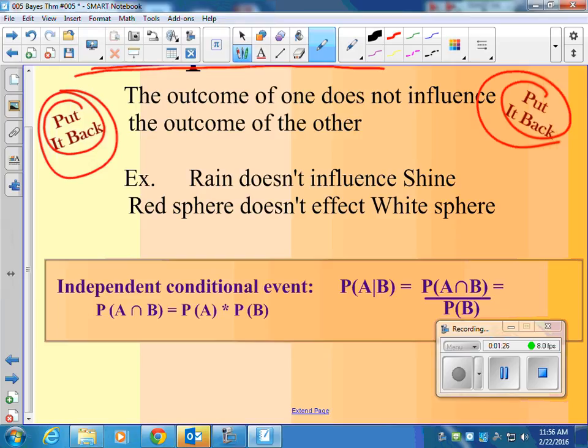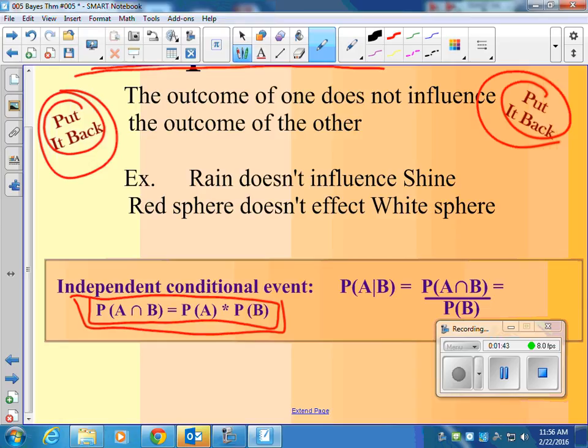Mathematically, what that means is that you don't have any weird conditions. So all you have to do with the intersection calculation is take the probability of the first times the probability of the second. In other words, the probability of drawing the first king was 4 out of 52, and the probability of the second king was 4 out of 52.